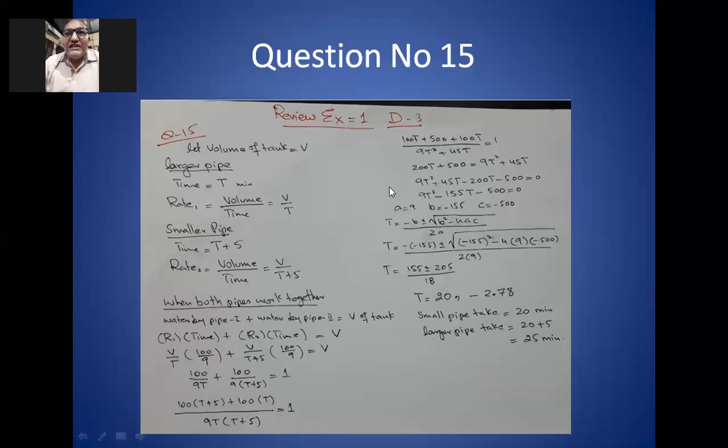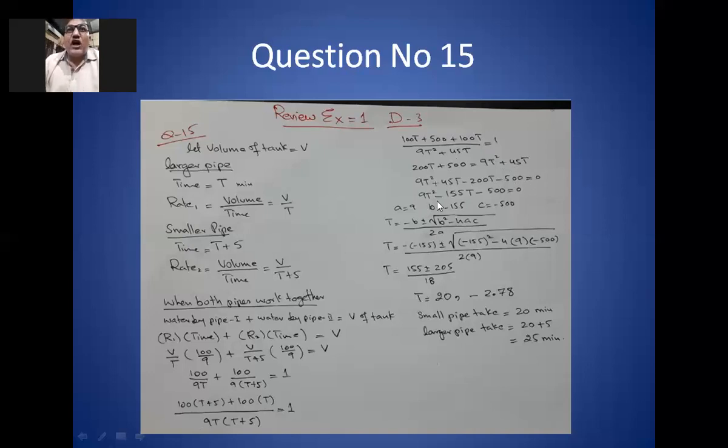So just open these brackets. You will have 100T plus 500 plus 100T divided by, when you multiply these two, you get 9T square plus 45T equals to 1. Just cross multiply, you will have 200T plus 500 equals to 9T square plus 45T. So bring these numbers, which are on the left side, to the right side. So you will have 9T square plus 45T minus 200T minus 500 equals to 0.